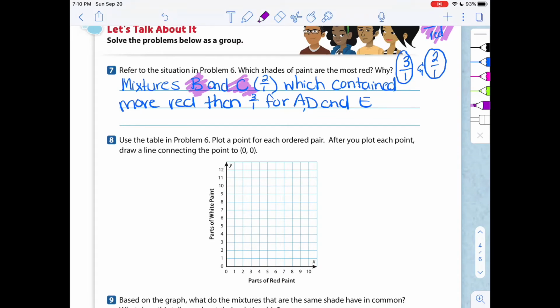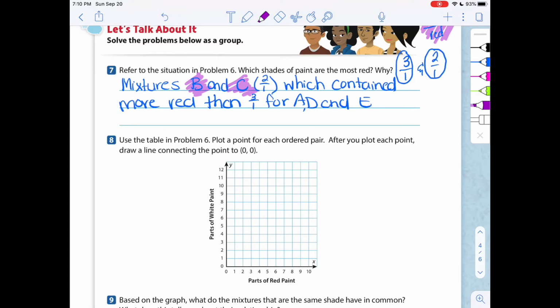Use the table in problem 6, so we're using that same problem, and plot a point for each ordered pair. After you plot each point, draw a line connecting the point to 0, 0. So in the previous lesson, we talked about looking at these proportions on a graph, and we can do that by plotting points from the table.